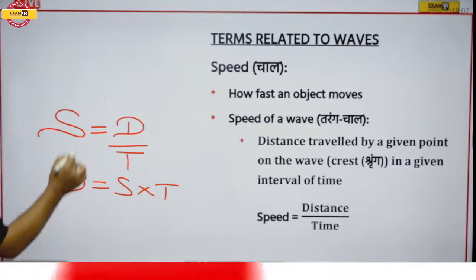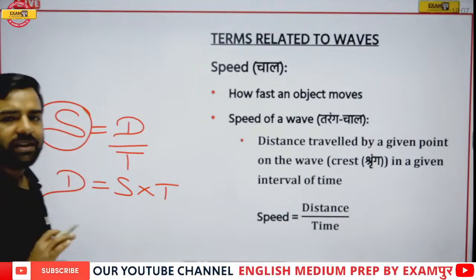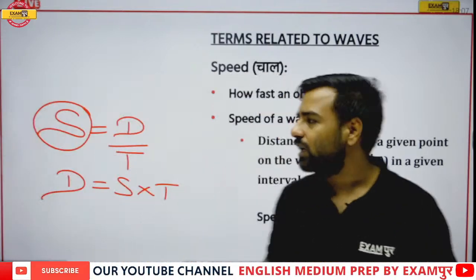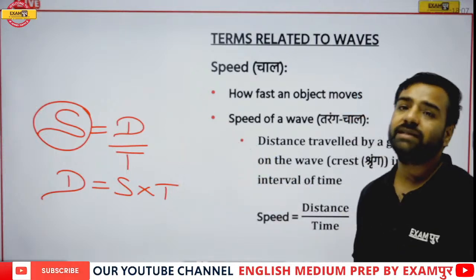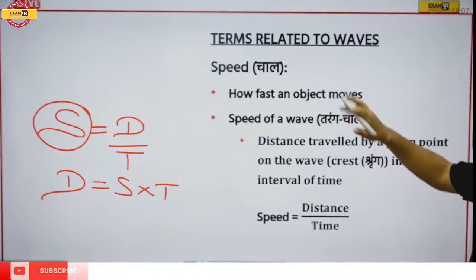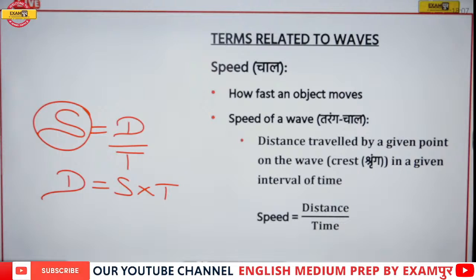So whenever we are talking about speed, it always means that we are talking about the ratio of distance and time. Here, if I'm talking about speed with relation to waves, how fast an object is moving is denoted by speed. So speed of a wave is the distance traveled by a given point on the wave in a given interval of time, and we are aware of this formula, that is speed is equal to distance by time.